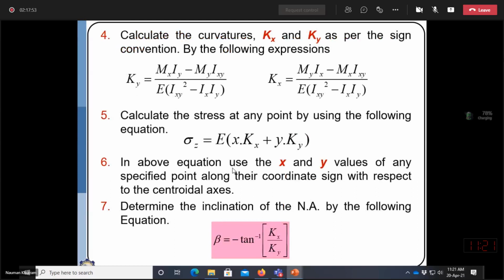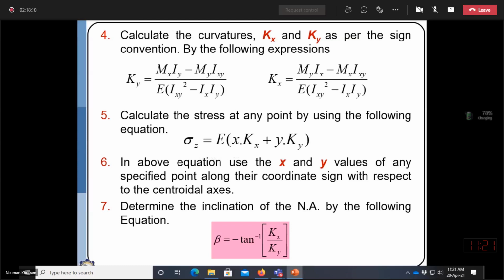So if you want to determine the resultant deflection, then you need to determine the orientation of the neutral axis, then resolve the load along the principal axis, and then determine the deflection by the method that we have used in the principle of superposition method.